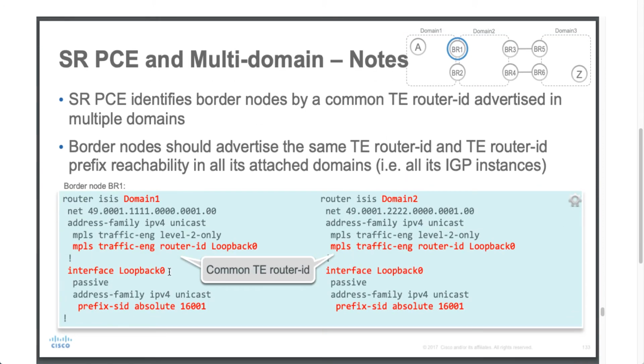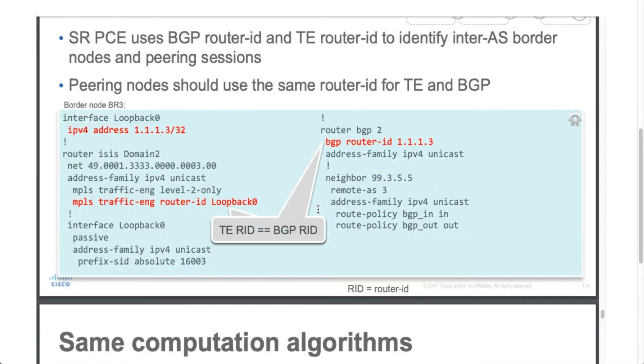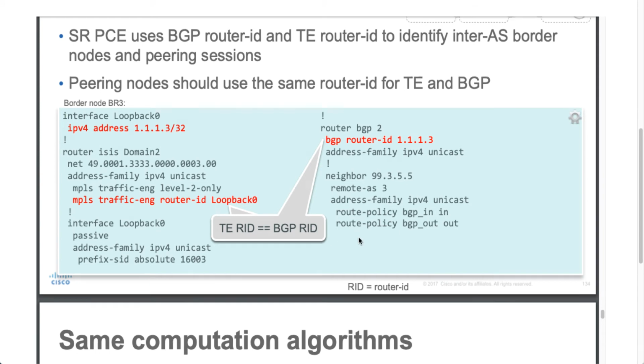A lot of things are common. Now, if you see here, MPLS traffic engineering router-id is common. So in this case, the router ID is common. Because this belongs to domain 1 and this belongs to domain 2, that's how the SR-PCE will differentiate, based on the domain IDs. And this is TE router ID equals BGP RID.